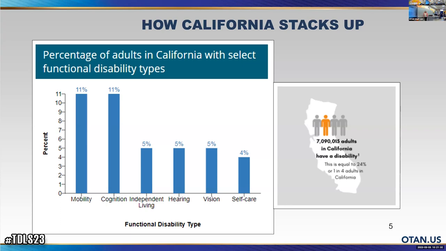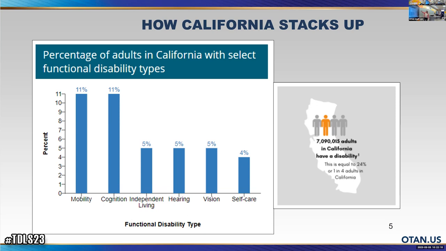This is California and how we stack up. You can see that 11% have mobility problems. 11% have cognition problems. Now, that's maybe not something you thought of as a disability unless you have it, and you understand that it does give you great difficulties. We have 5% with independent living, 5% hearing, 5% vision, and 4% self-care. Some of those you may not think of as disabilities because we are so focused on thinking it's mobility and hearing and seeing. But these things impair their lives. They struggle with them and they don't get to participate equally because of it.